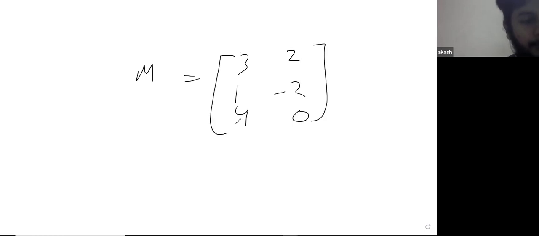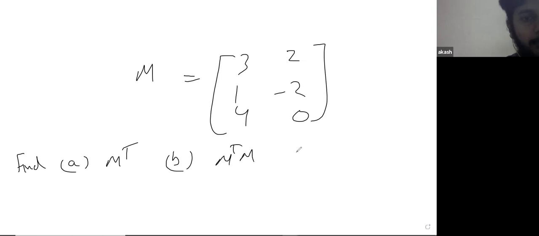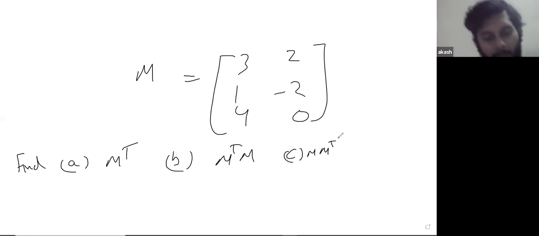So let me give you a question from the book. The matrix M is given by 3, 1, 4, 2, minus 2, 0. Right? Find option A, M transpose; B, M transpose M; C, M transpose. These three you have to calculate now. You don't have any doubts with multiplication, right? For transposing the matrix.